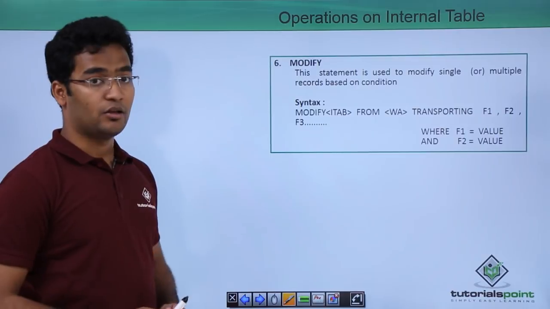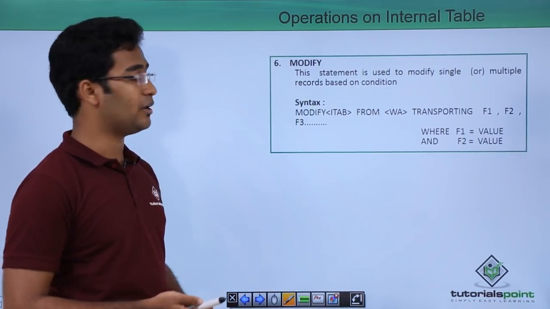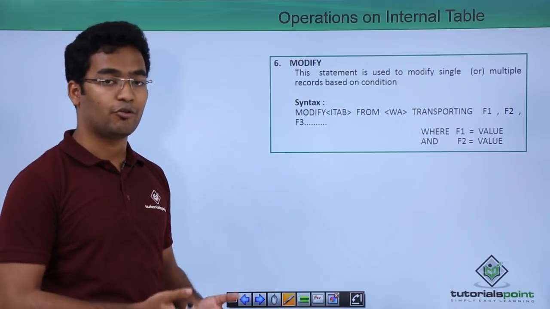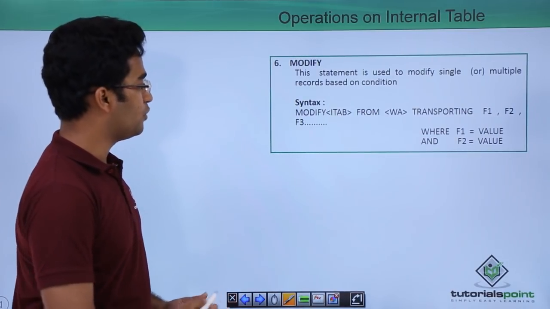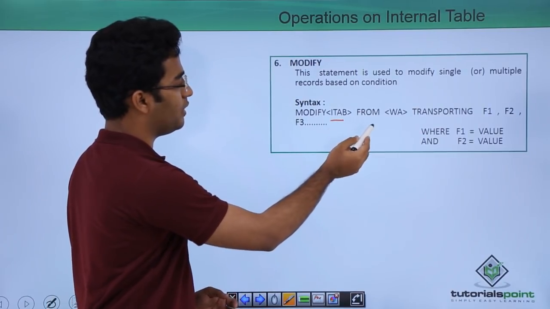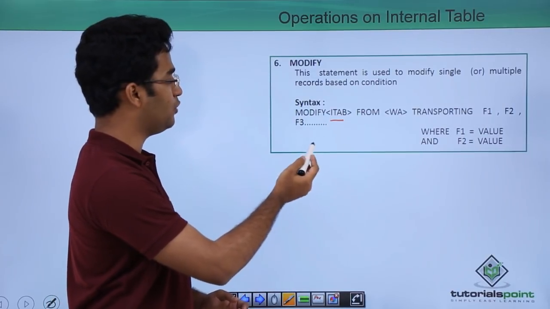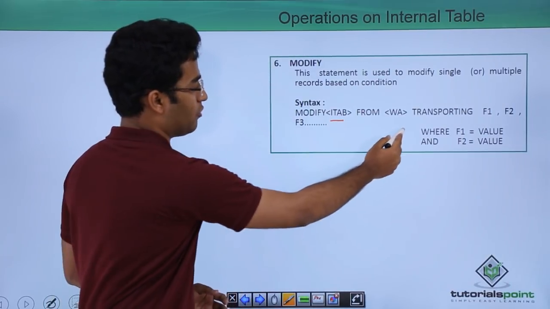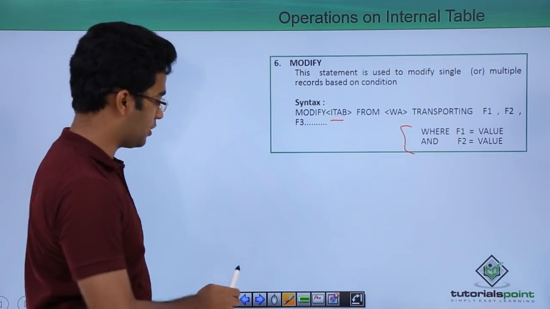Then we have modify. The modify statement is used to modify single or multiple records based on some condition. We have to provide the condition, and based on it we can modify the records. So here is the syntax, that is modify internal table from work area, and we have to transport our fields, that is transporting field 1 and field 2 and field 3, and this is our condition, and based on this we will modify our internal table from work area.